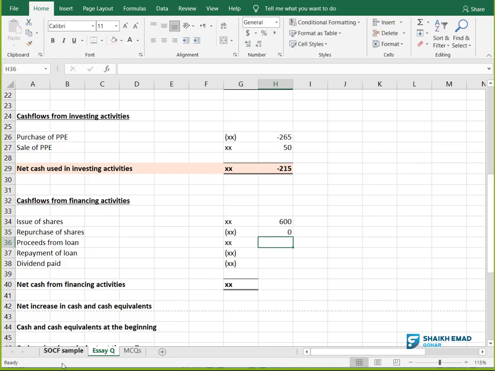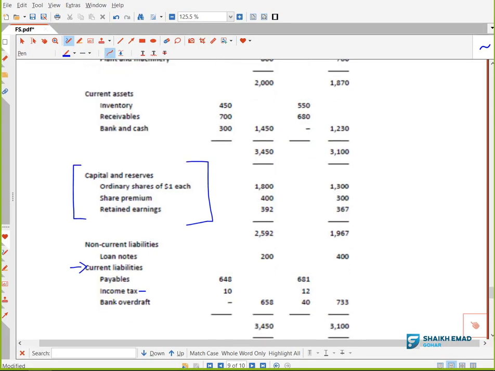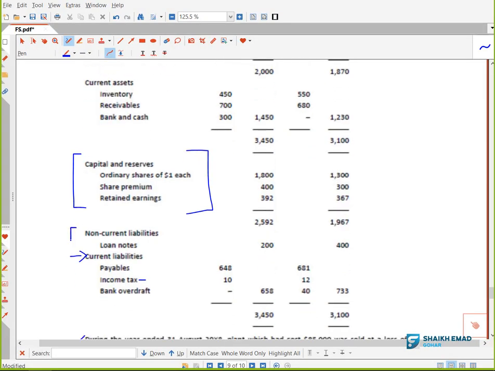Have we taken any loan? Let us see in the liabilities. Loan. So there is a loan note. Opening was 400. Closing is 200. It means we took a loan or we repaid the loan.